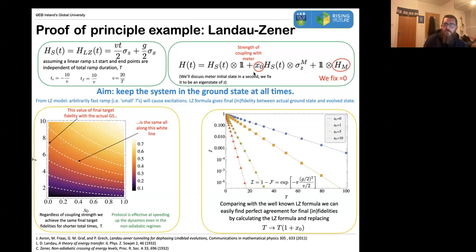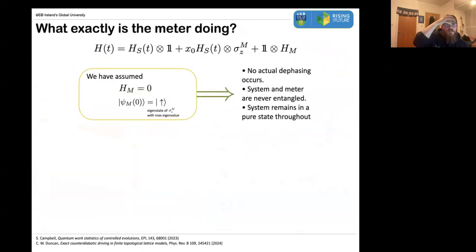So we can understand a little bit what this coupling to the meter is actually doing by looking a little more carefully at the impact that this coupling has on the spectrum of the original problem Hamiltonian. We asked the question of what exactly the meter is doing in order to facilitate this speed up to adiabaticity. For simplicity, we've assumed that the meter Hamiltonian is equal to 0, but any Hamiltonian that commutes with the system Hamiltonian would work just as well. So that's not too important.